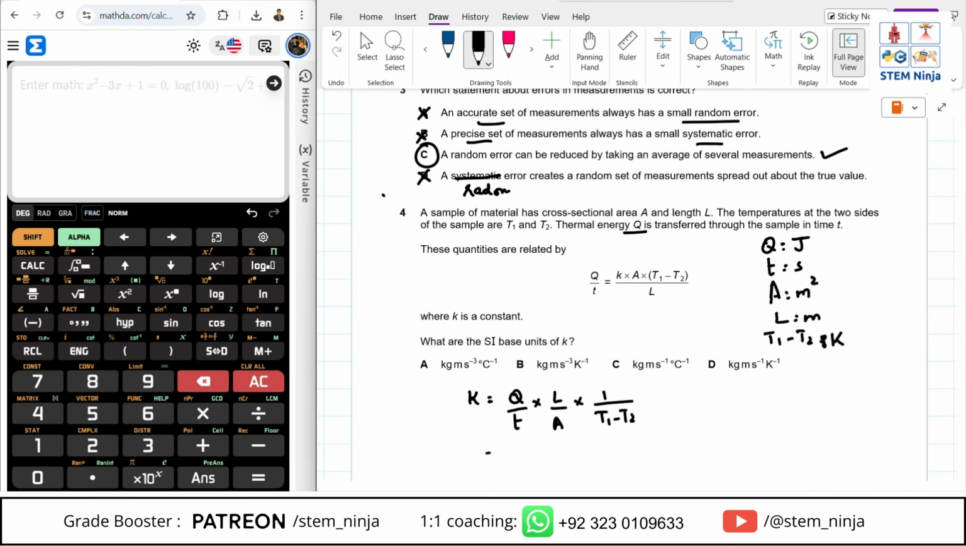So units wise, this would be joules over second, meter over meter squared, over kelvin. So simplifying further, we have joules per second per meter per kelvin.